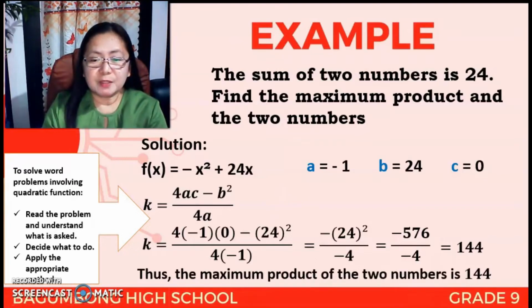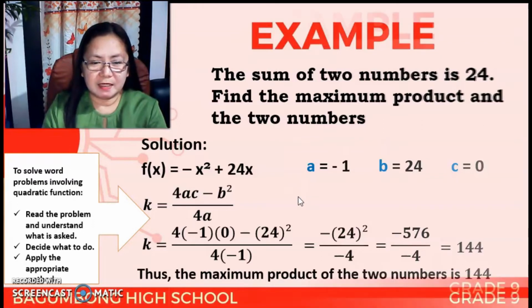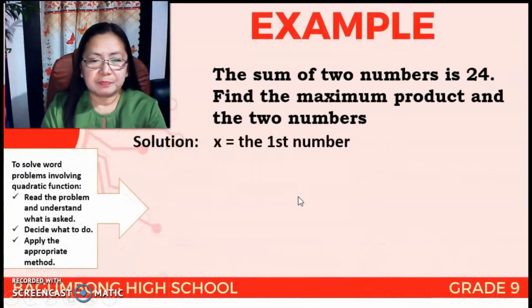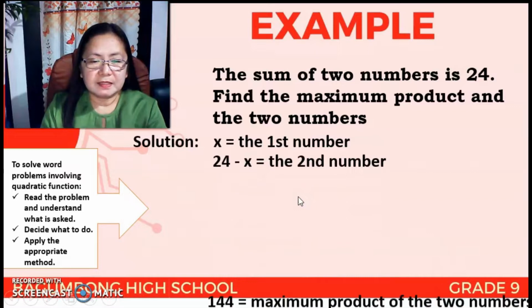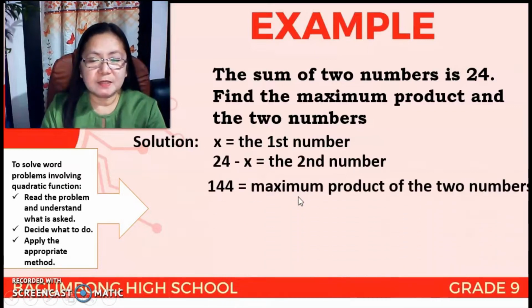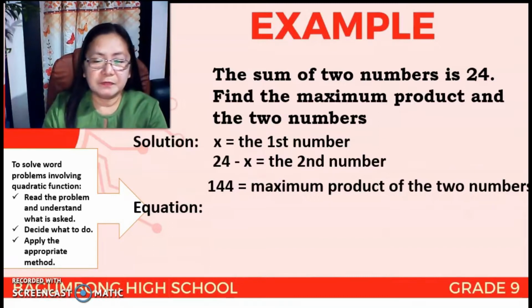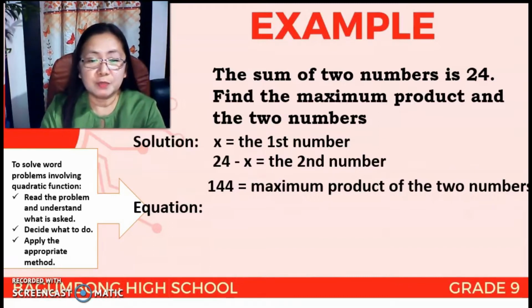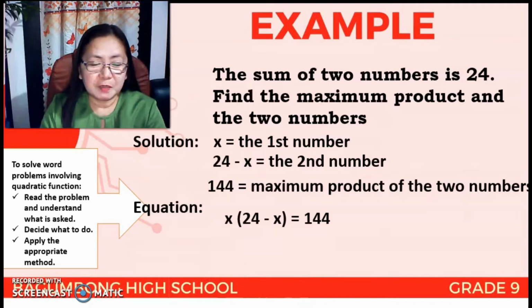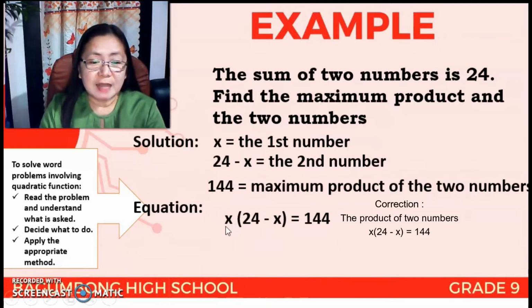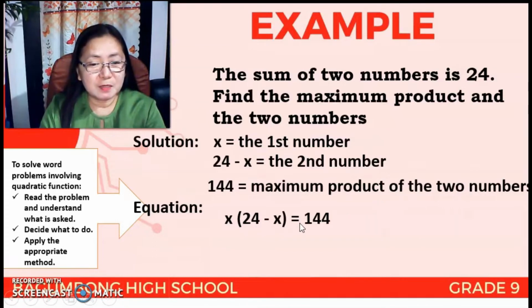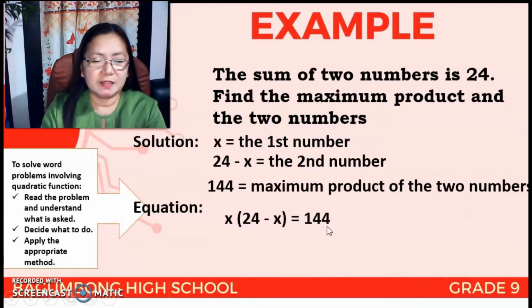Thus, the maximum product of the two numbers is 144. Let us rewrite the representation. x is the first number. The second number is 24 minus x. And this time, we have 144 as the maximum product of the two numbers. So the equation is the product of the two numbers, which is x and 24 minus x, is equal to the maximum product, which is 144.